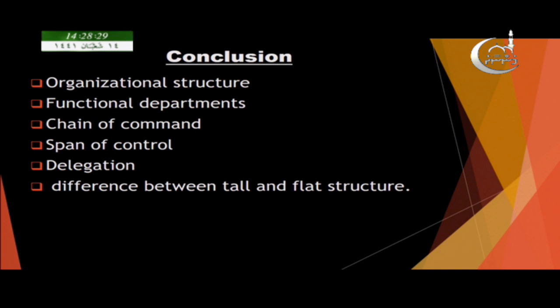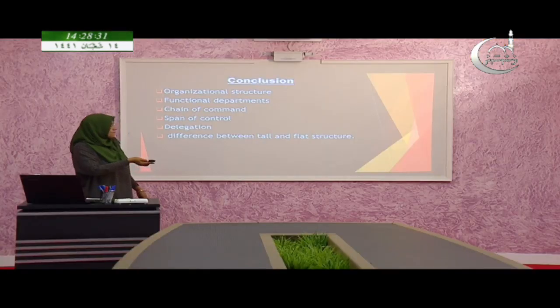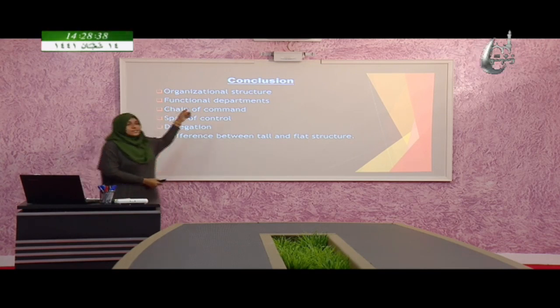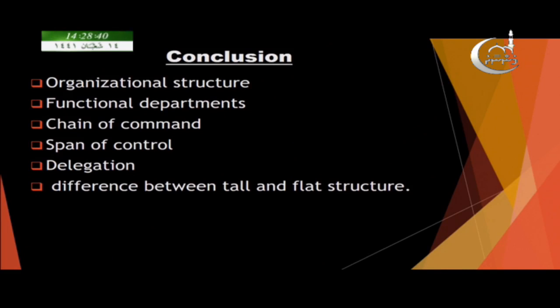So here comes the end of today's lesson, and I am going to summarize today's lesson. So we have understood the organizational structure, that is it shows the levels of management and division of responsibilities. And functional departments, you have seen different departments of the organization, that is HR department, then operational department, finance department, so a lot of departments are there.